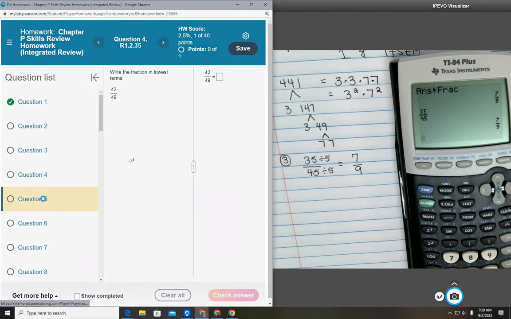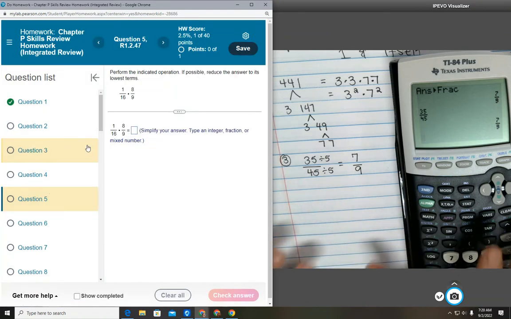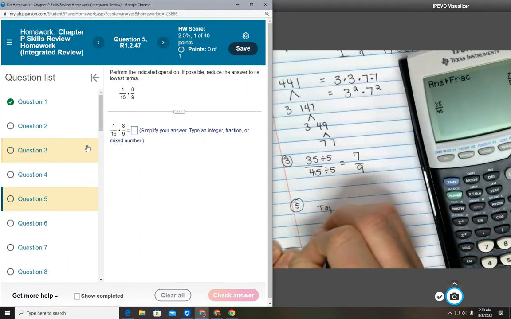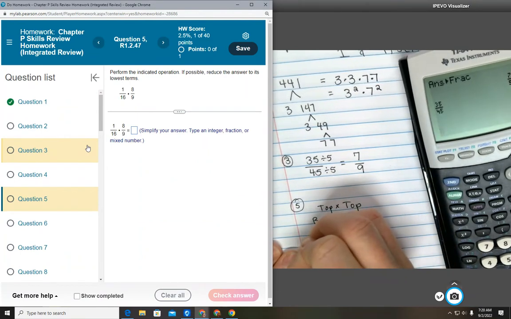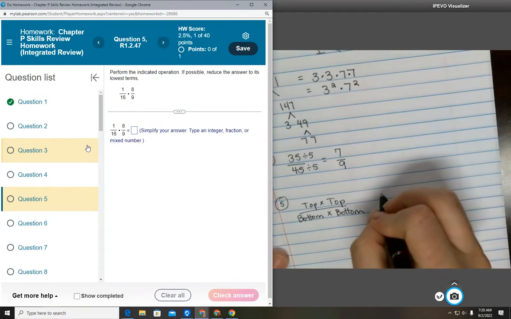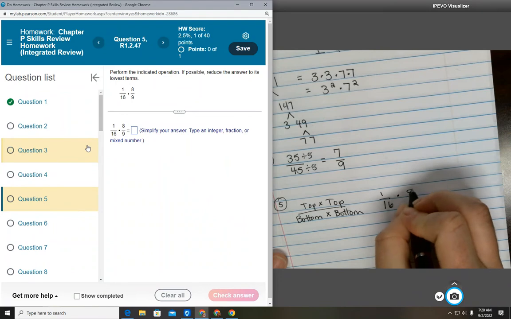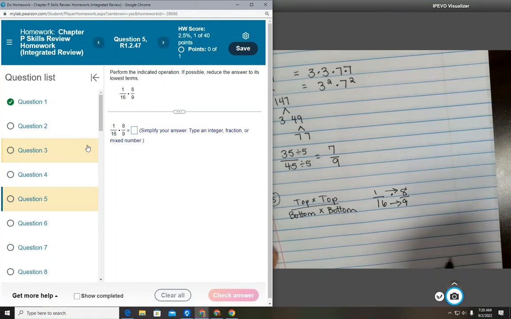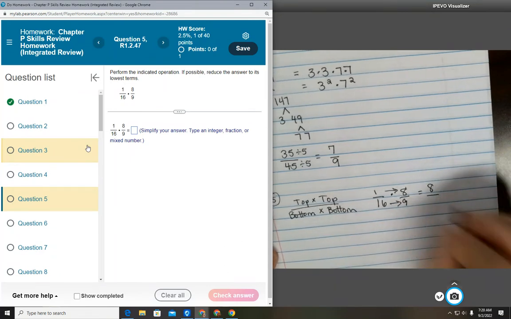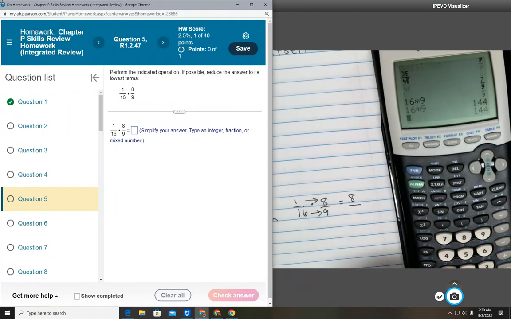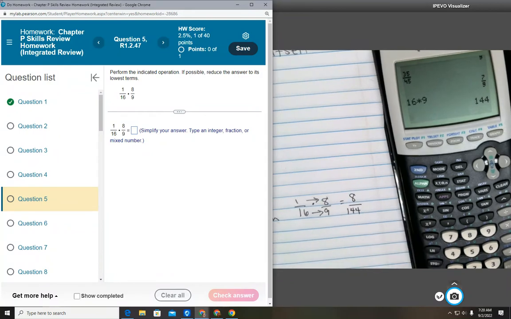Let's see, same thing there. To do fraction multiplication, what you do is top times top over bottom times bottom whenever you multiply, okay? So this one would be 1 over 16 times 8 over 9. You can multiply top times top over bottom times bottom and then reduce. That would give us 8 over, let's see, 16 times 9, 144.